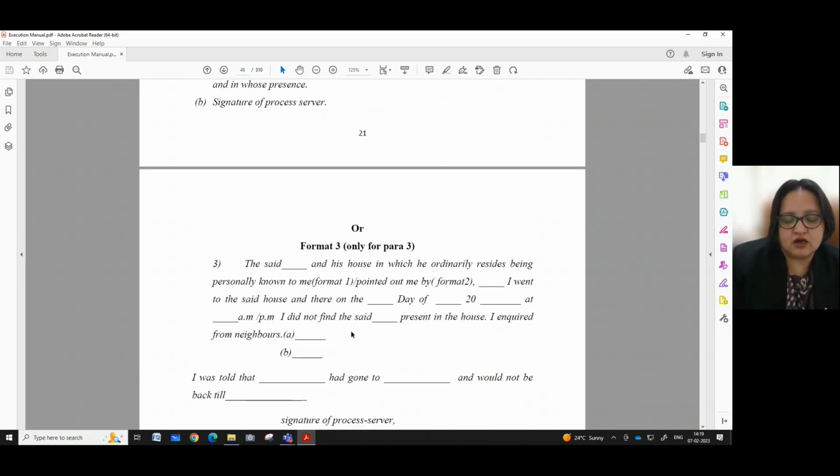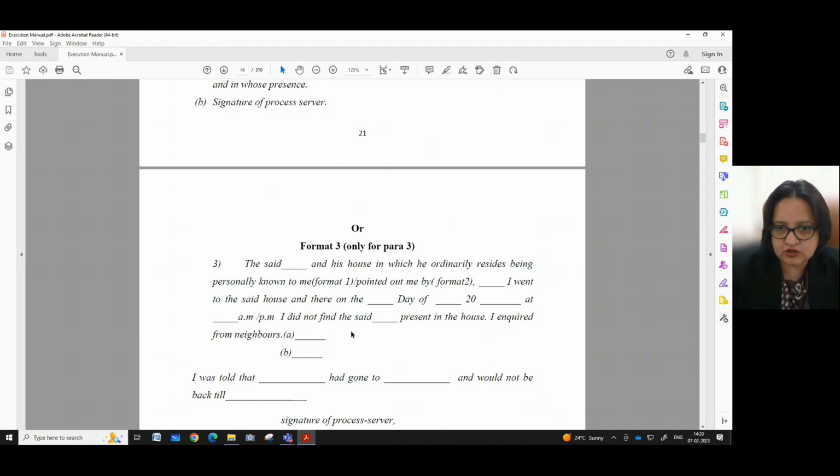Again, format number 3 is given for substituting para number 3, that the said here the process server will write the name of the defendant or the judgment debtor or the witness or any other person upon whom the summon is to be served and his house in which he ordinarily resides being personally known to me, that was given in format 1, or pointed out for me by, that is in format 2, dash the name of the person, and I went to the said house and thereon dash day of dash, the date when the process server has visited the house and the time, I did not find dash present in the house.